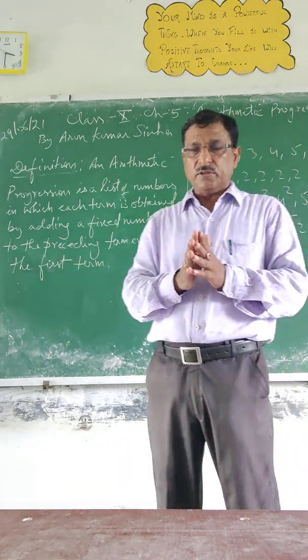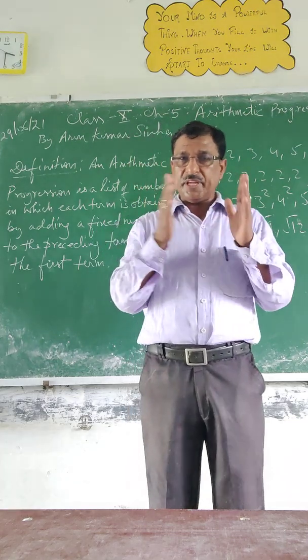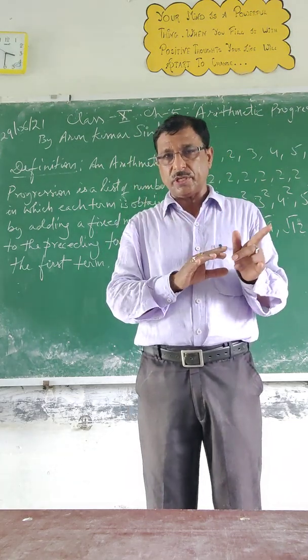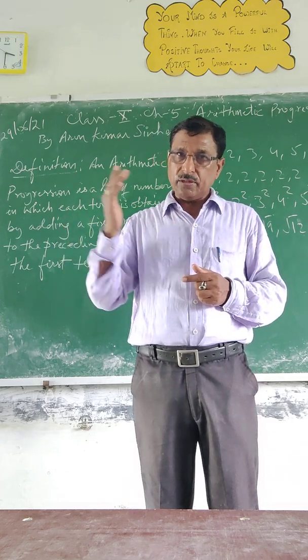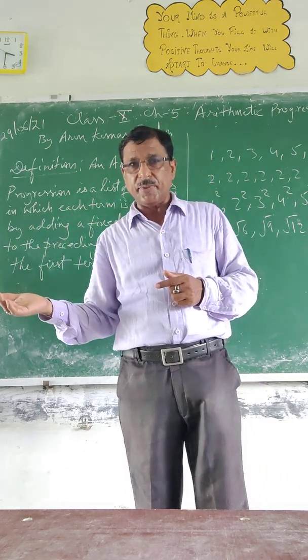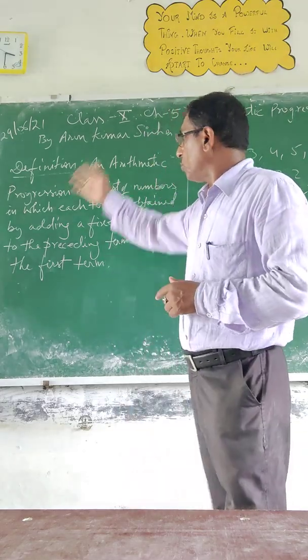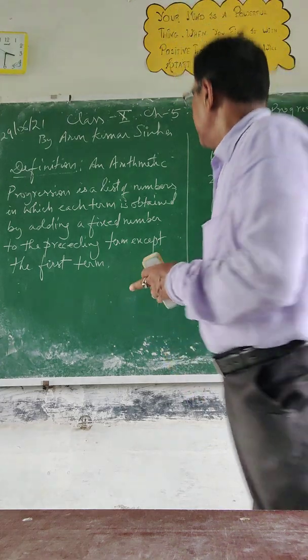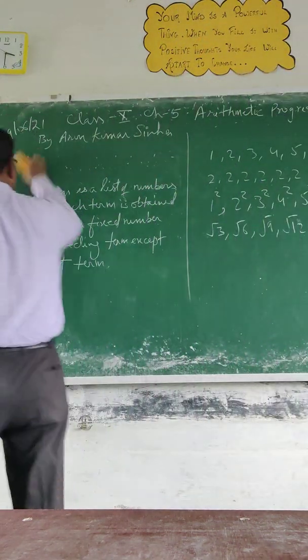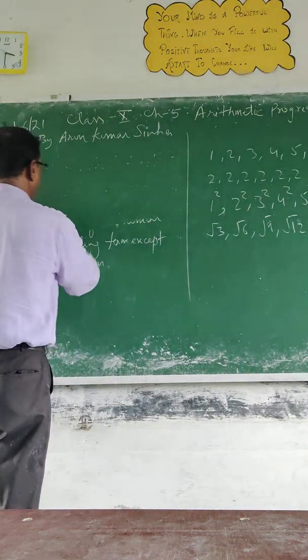The first term is fixed, so it will be given. We have no control over the first term, but after that, every time we are going to add a certain number to the preceding or previous number. Now you have understood this definition. Now we will try to understand whether a given pattern is an AP or not.